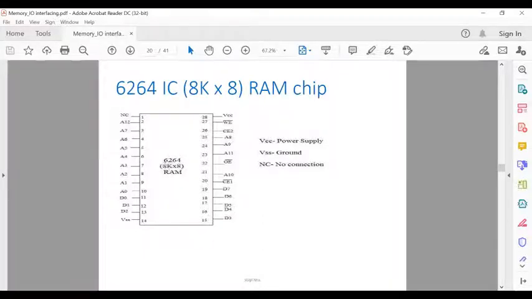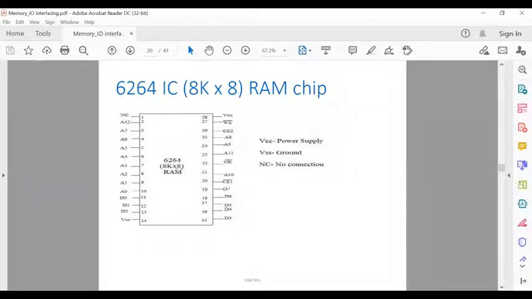Now the first number, which is 8K here, identifies the size of that particular memory device. It is 8 kilobyte size, which means 8192 memory locations are available. The second 8 represents that in each memory location only 8 bits of data can be stored.